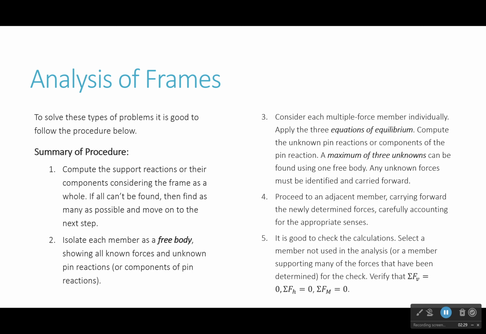And if you're not certain, if you think you might have made a mistake, go ahead and check some of the forces in the vertical, horizontal, and the sum of the moments.